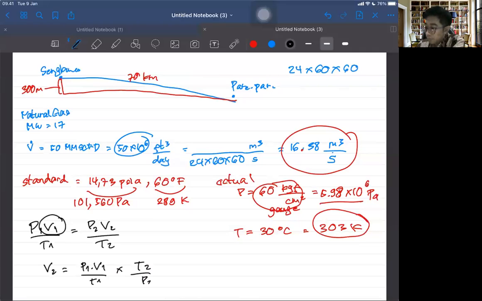Okay. One is standard and two is actual. Then you can get the value in cubic meters per second. This one is 16.38 cubic meters per second.